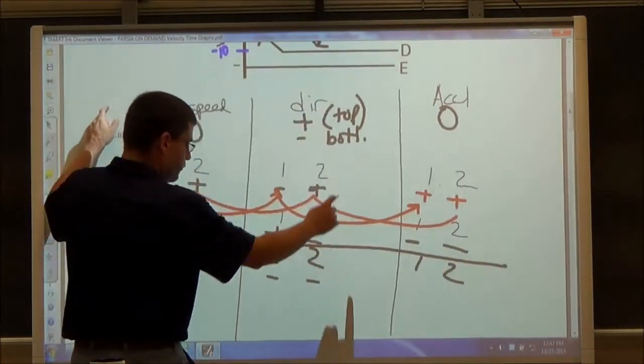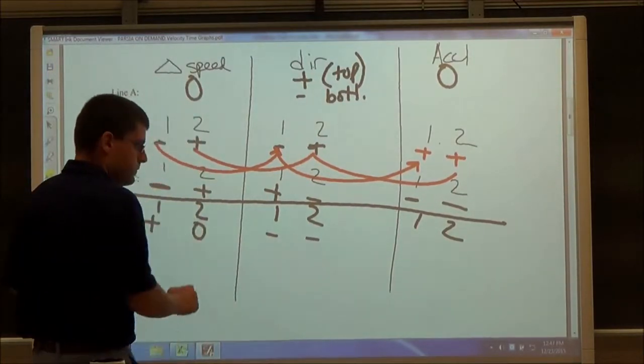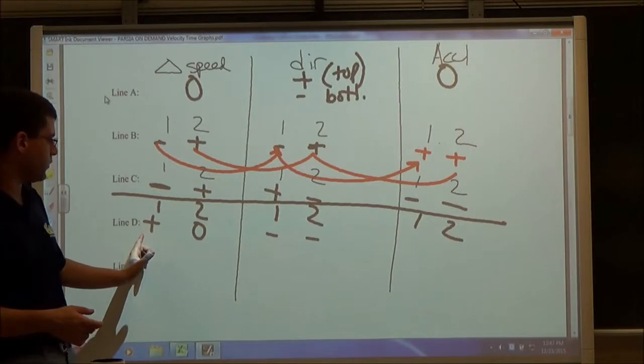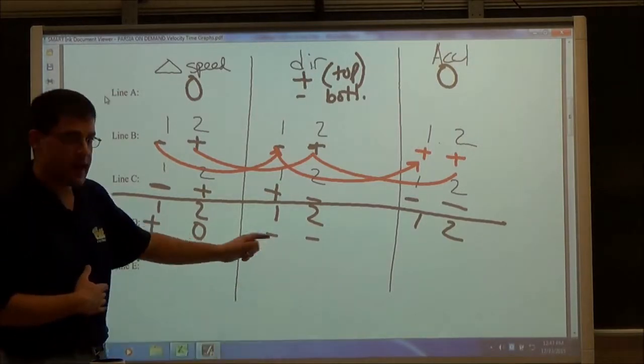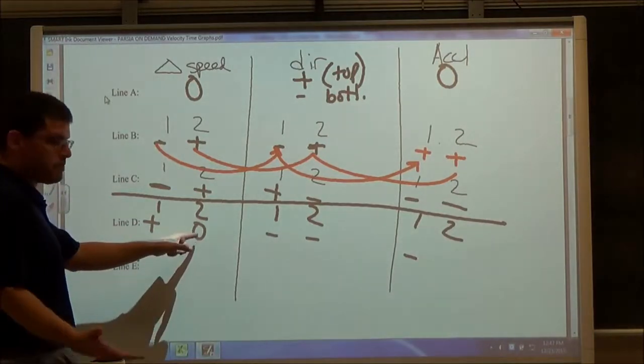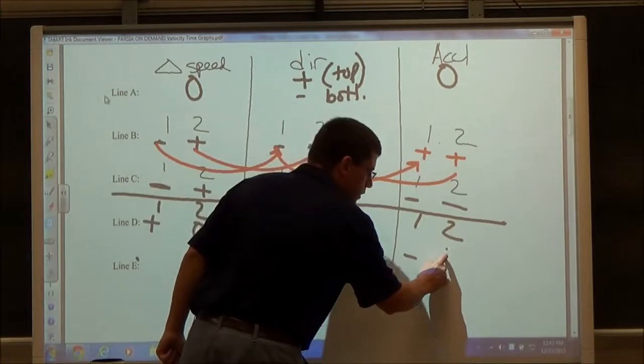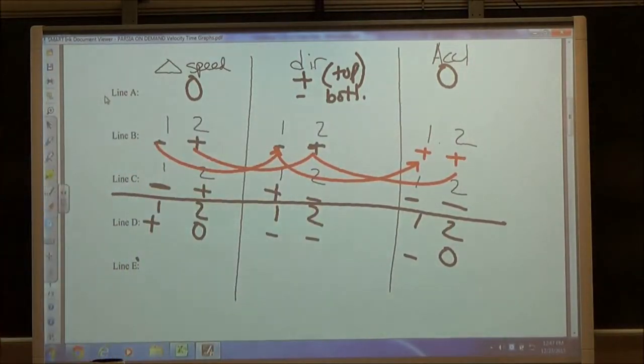Which we now know is, look here, there is no change in speed, 0. So segment 1, speeding up, negative direction, negative acceleration. No change in speed, bam, constant velocity. Negative direction, 0, constant velocity.